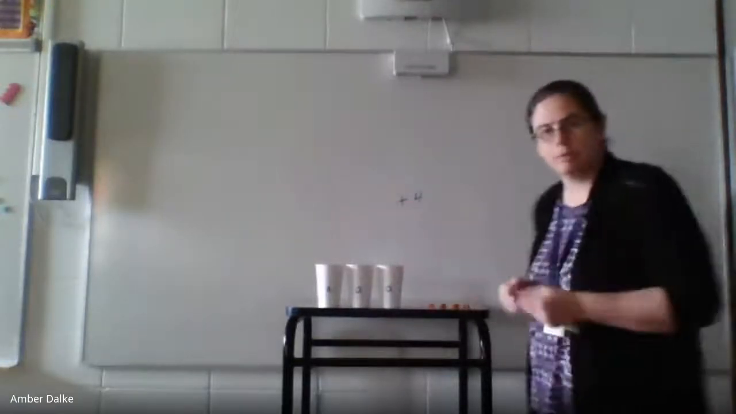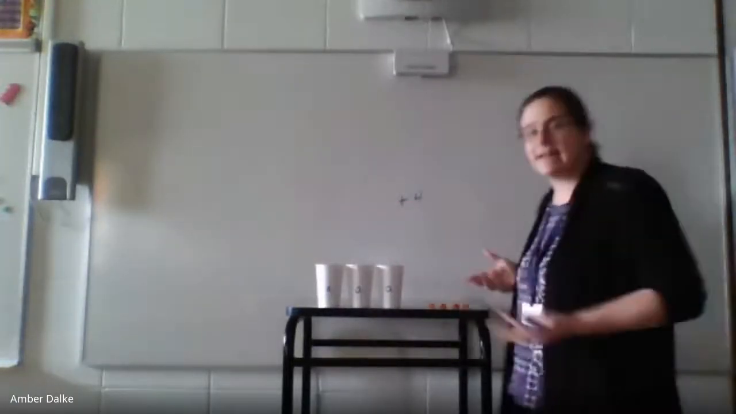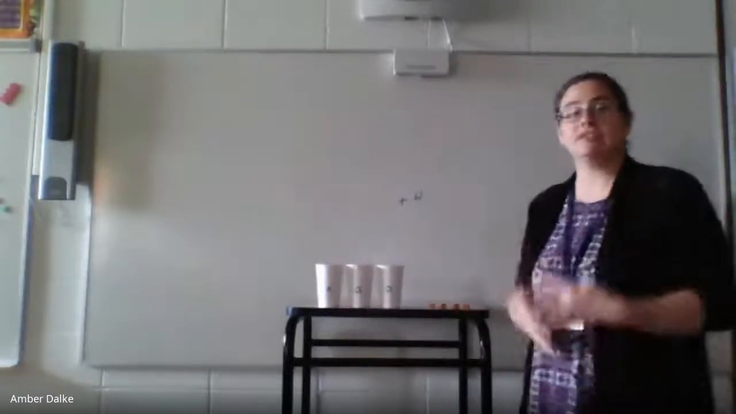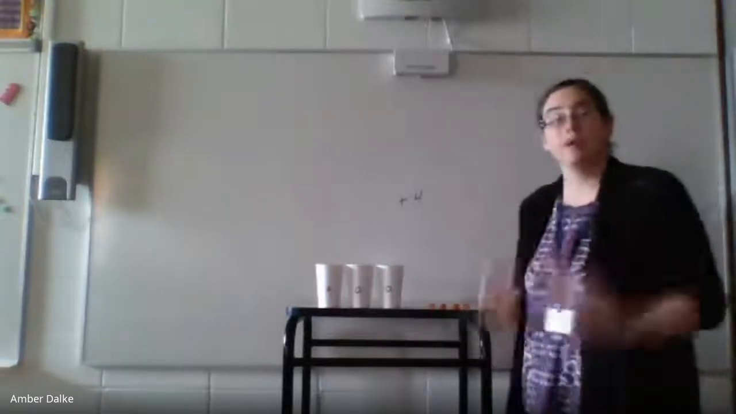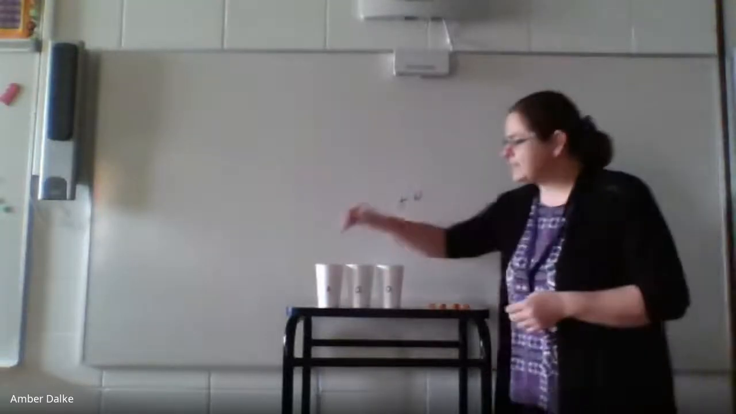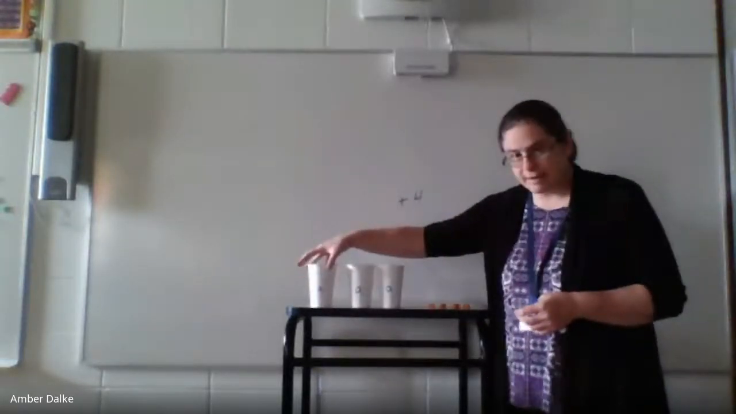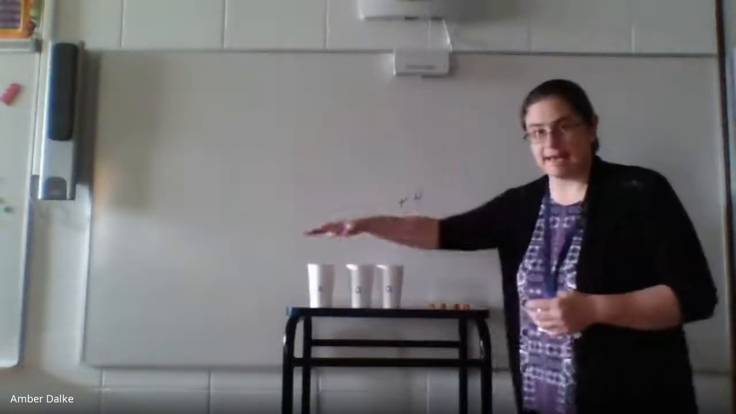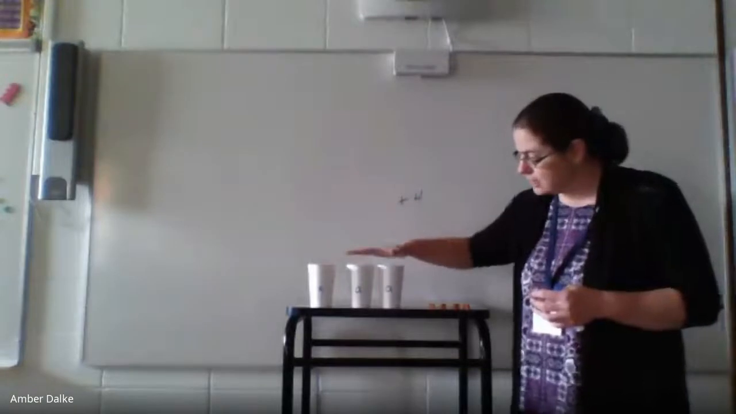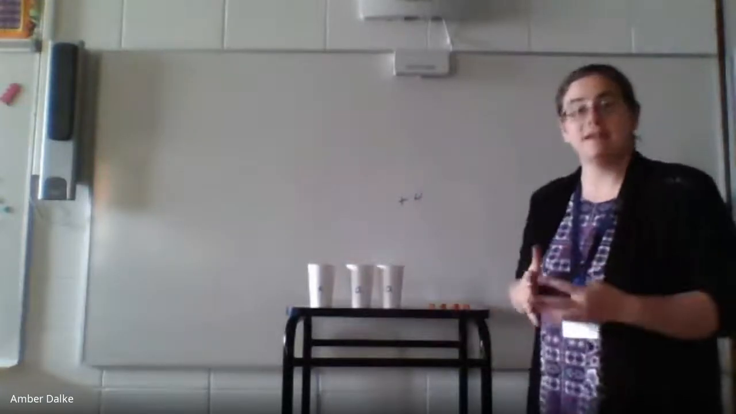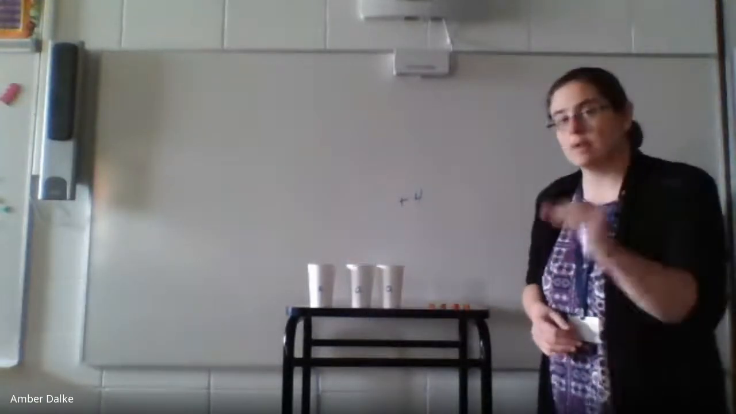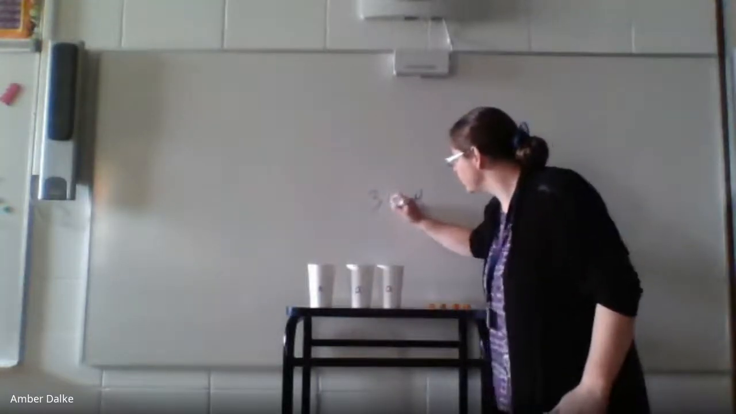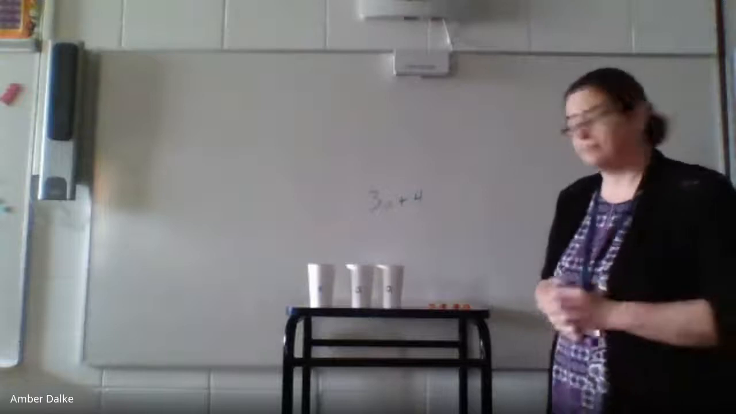But we don't know what's in these cups. We don't know what variable it is, right? It could be anything. What we do know, though, is that the same number is in each cup, and there are 3 cups, okay? So if we take however much is in one of these cups and we multiply that by 3, that's how many we're going to get here. So our expression for this part is going to be 3 times A, which we write as 3A, okay? So our expression is 3A plus 4.